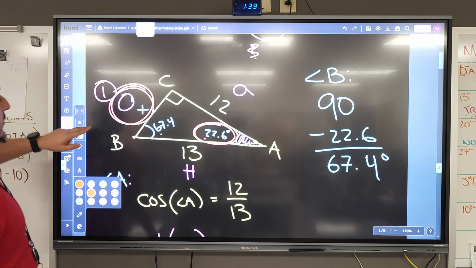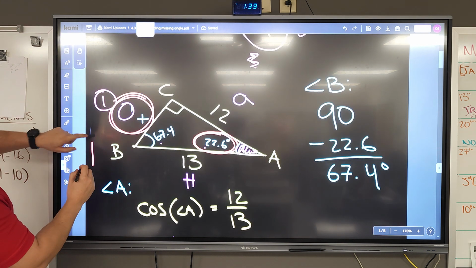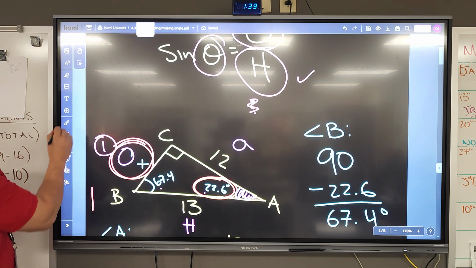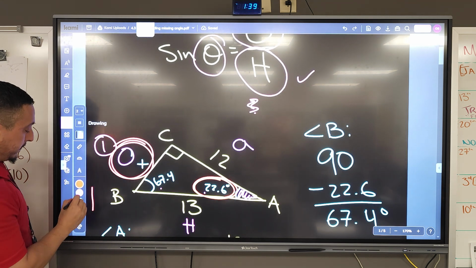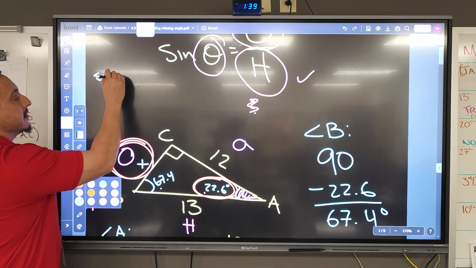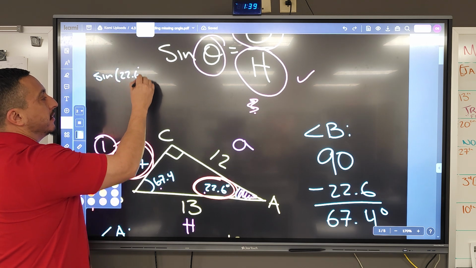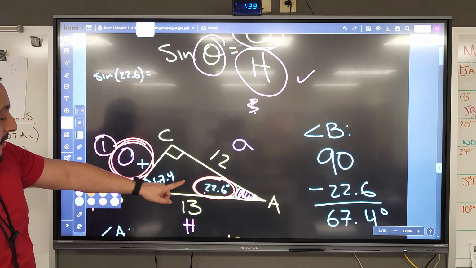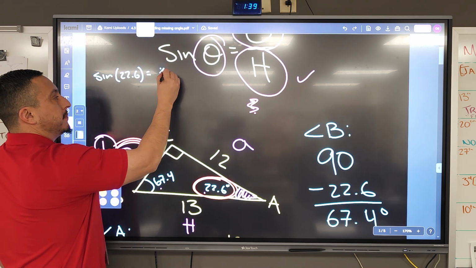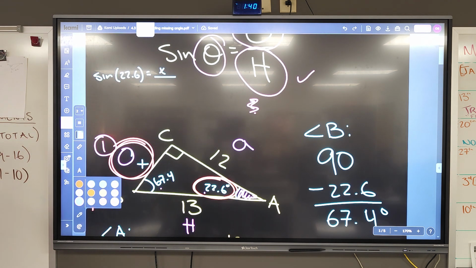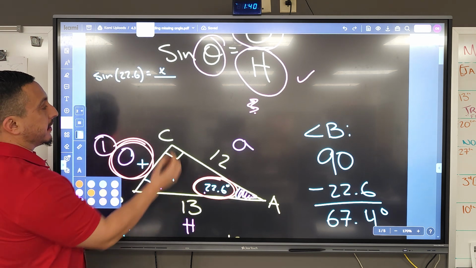So I'm gonna use, I'll do it up here small, because I don't have a lot of space. I'll use sine, okay? So sine of 22.6 equals the opposite, which I don't know what the opposite is. I called it X. You could call it opposite. You could call it side BC, okay, whatever you want to call it, over hypotenuse.